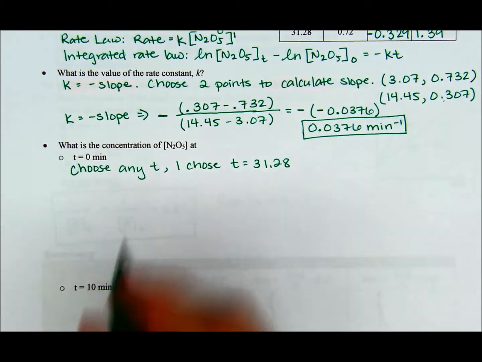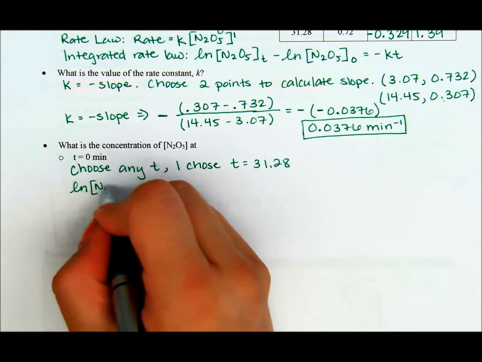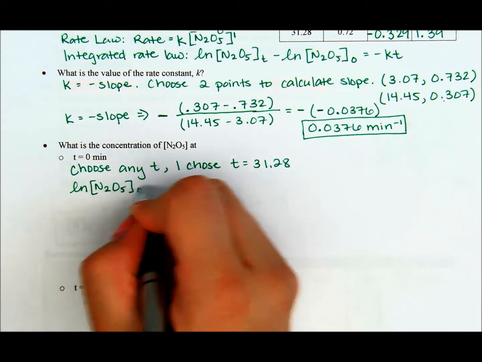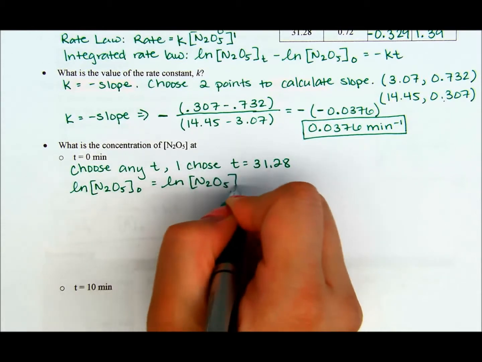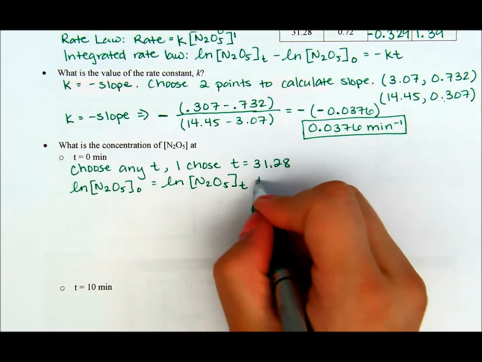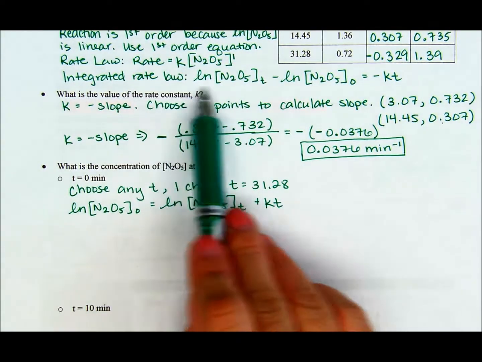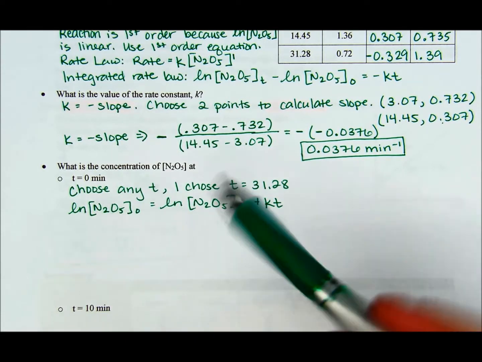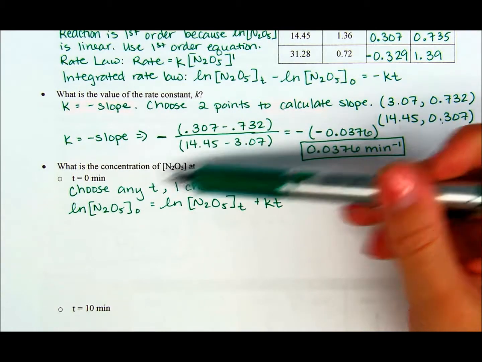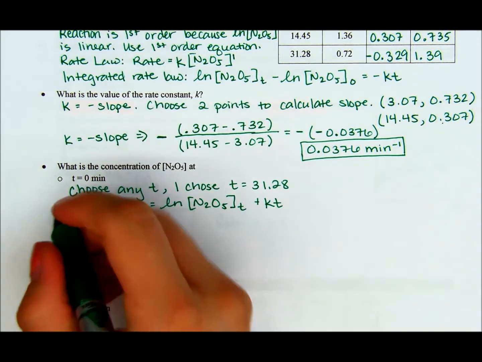Okay, so writing my equation, ln N2O5 at time 0 equals ln N2O5 at time t plus kt. That's just my integrated rate law that I wrote up here. All I did was copy it down. So what are we solving for here? We're solving for the concentration of N2O5 at time 0 minutes. That's it. I have everything else to plug in.